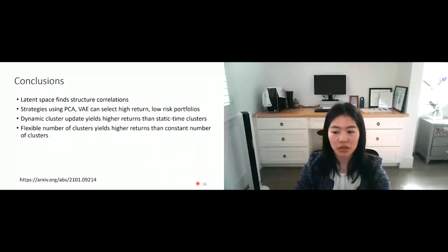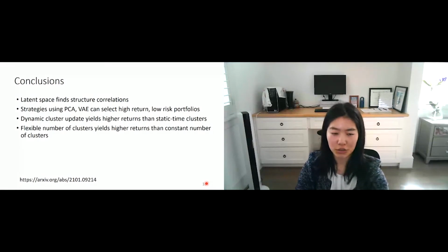So in conclusion, we used graph methods to create portfolios, and we used latent space representation and dynamic clustering and graphical sequences. In the latent space work, we found the latent space does find structural correlations, and using PCA and VAE with reconstruction error can select high return, low risk portfolios. And it has some special behavior stocks that is not captured by volatility or average return.